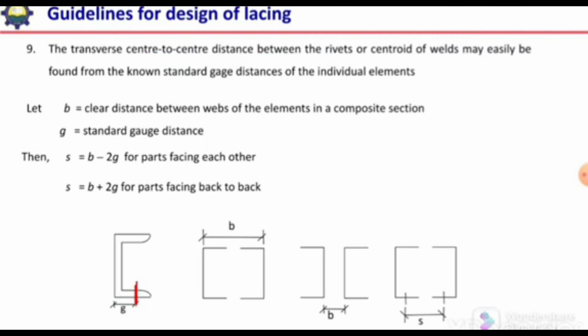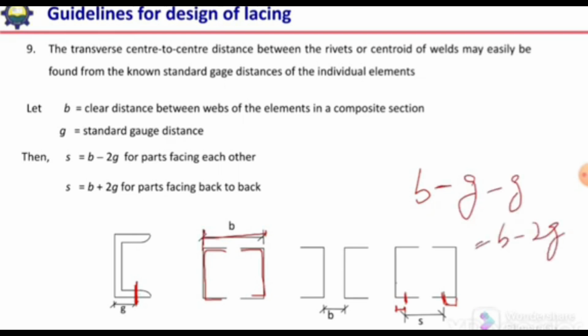So if we make a built-up section by using these C sections face to face, in that case one rivet will be over here at a distance G from this web and the other will be on this side from the web. So the spacing between these 2 rivets will be equal to B, meaning the total distance between the webs, minus G on one side and G on the other side. So it will be B minus 2G.